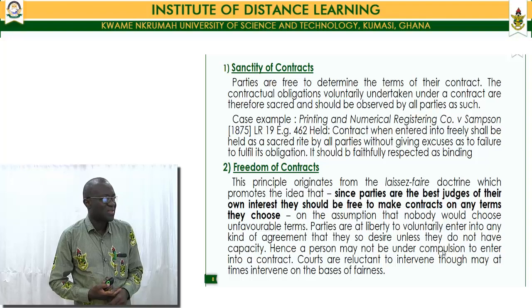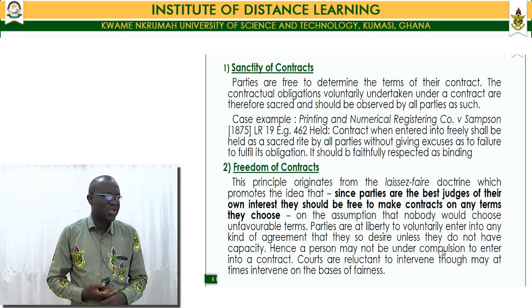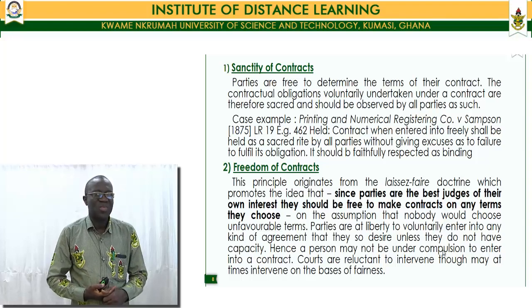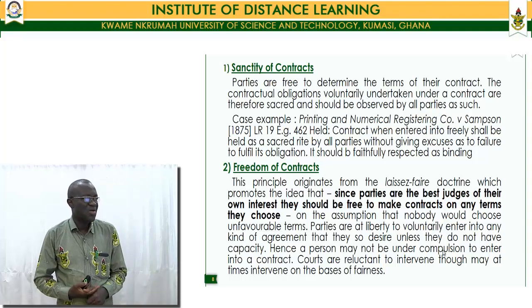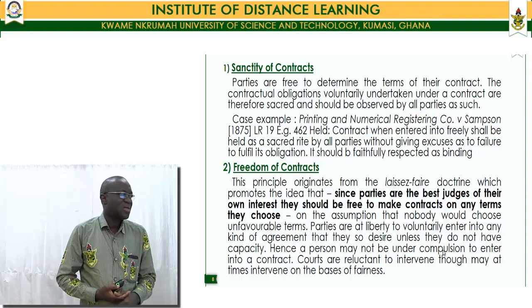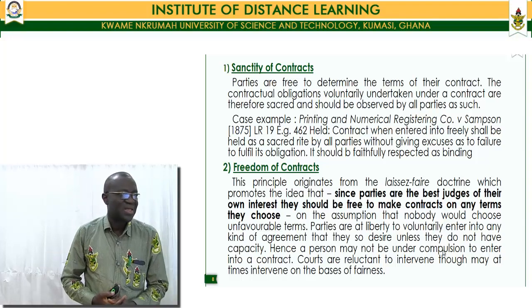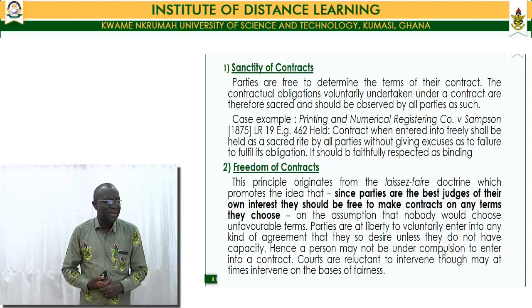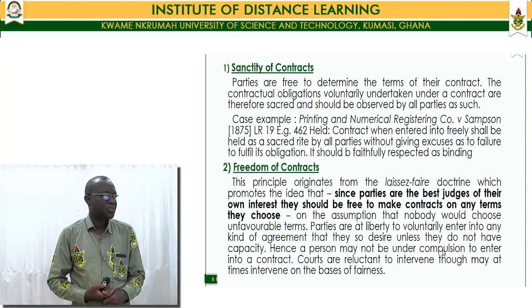What do we mean by that? In fact, it's clear that parties are free to determine the terms of their own contracts. Nobody will make the contract for another person, but they themselves might decide what to put down as their agreement. So the contractual obligations voluntarily undertaken under a contract are therefore sacred and should be observed by all parties as such.